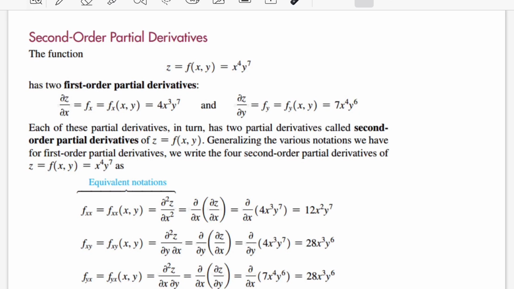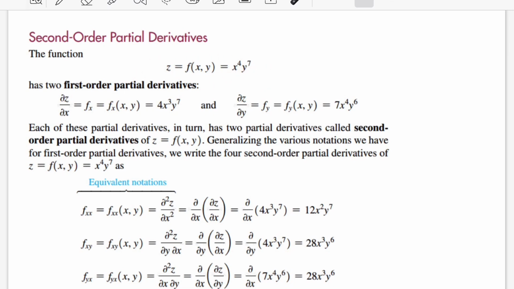All right, so the last thing we're going to look at in this section is second order partial derivatives. So this function z here has two first order partial derivatives like we've seen. We can take the derivative of this with respect to x and we'll get this here, and then the derivative of this with respect to y and we'll get this here. Now each one of these partial derivatives has two partial derivatives called second order partial derivatives of our function here.